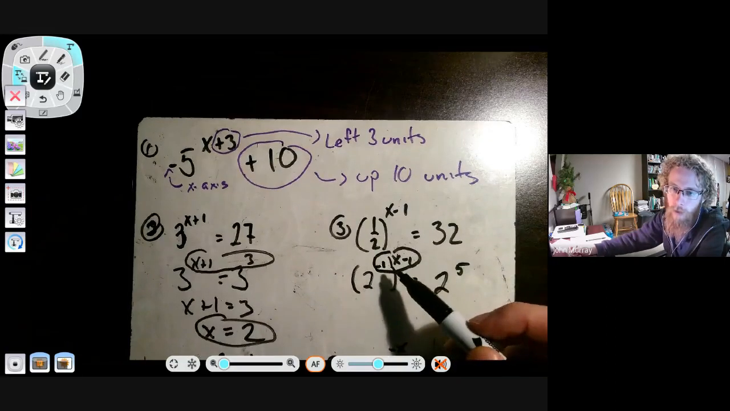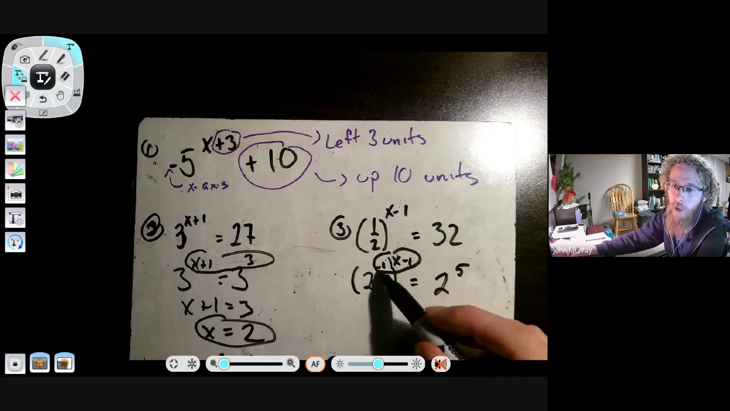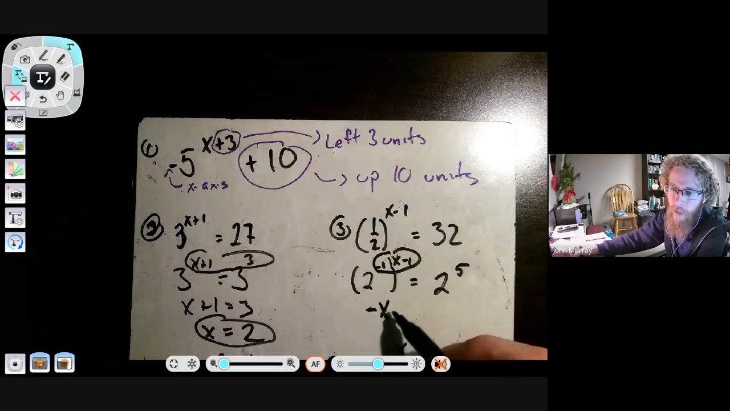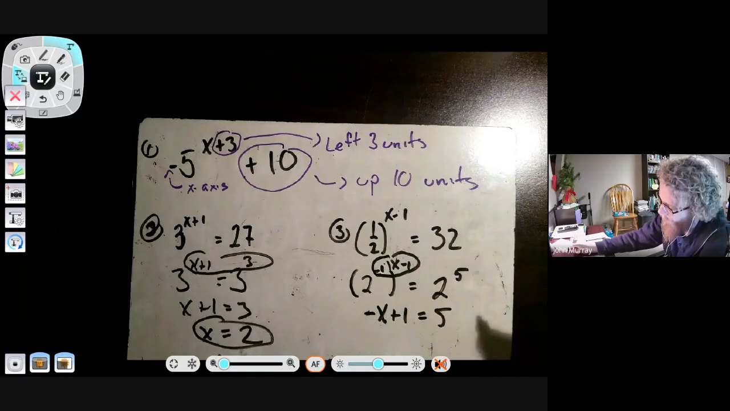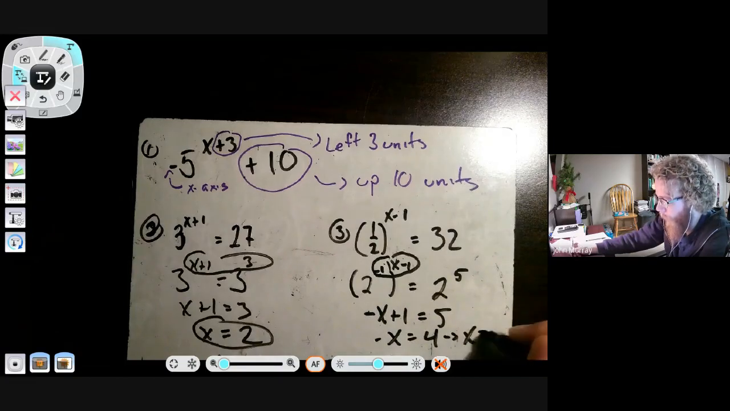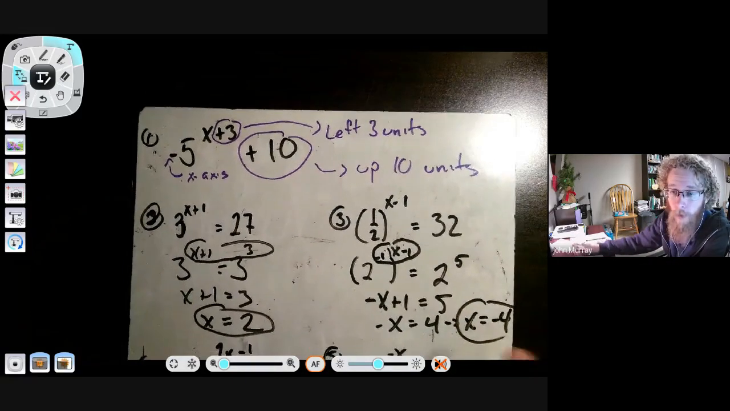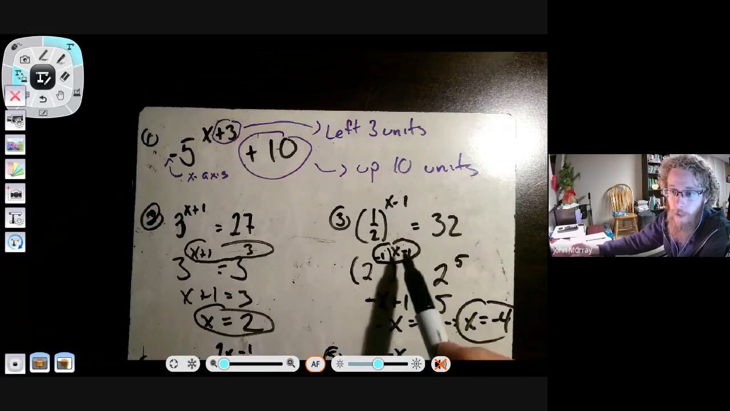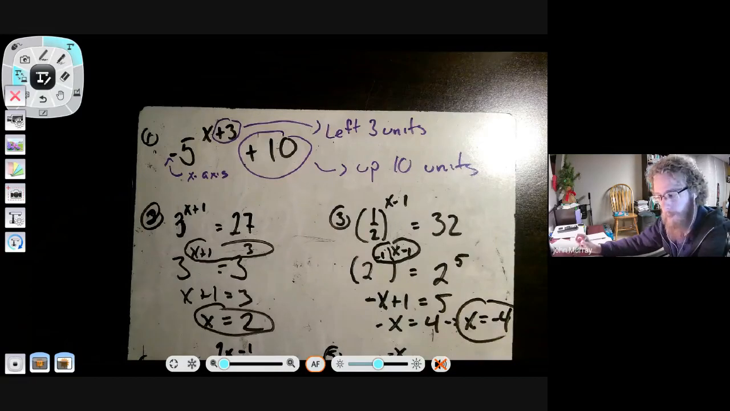We went over an example like this on Monday. When we have 2 exponents, a power to a power, we multiply. So I distribute this negative 1, so I get negative x plus 1, and then that'll be equal to the 5. We subtract 1 from both sides. Negative x equals 4. So positive x equals negative 4. We change those terms because we have the fraction. Remember, fractions get us negative exponents.